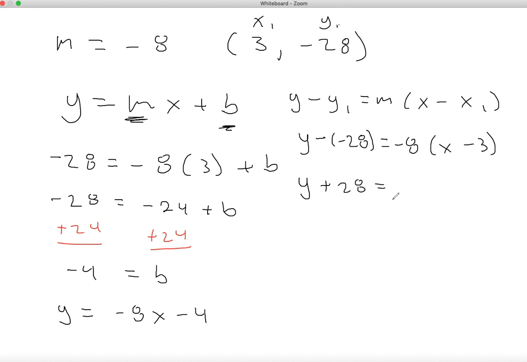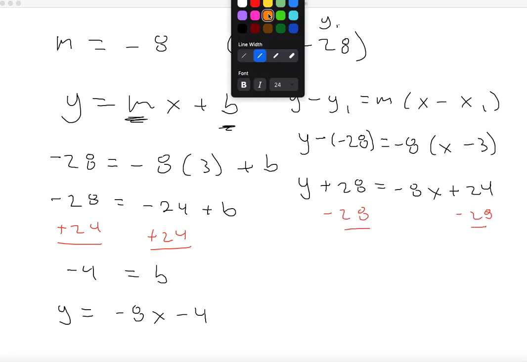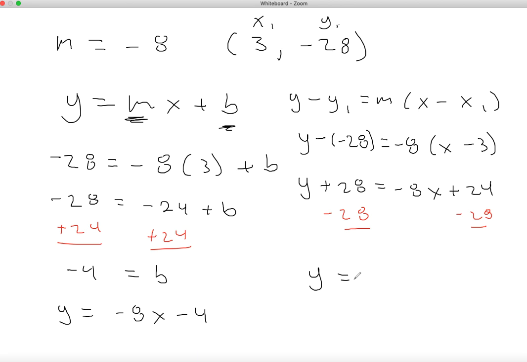And then we'll distribute that 8 through, so -8 times x, and negative times negative makes positive 24, and those numbers should be looking familiar. I'm going to subtract the 28 over. And there we are, y = -8x - 4. So either way, we get to the exact same answer. They're the same thing in different forms. So again, if you prefer this way or that way, they both get it done.